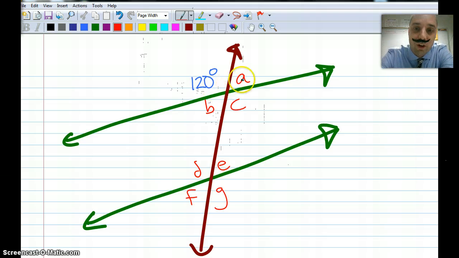What I'd like you to do is fill in all the missing angles, A, B, C, D, E, F, G. Fill them in, pause it when you're done, or pause this video right now, and then check in to see how we've been doing. Okay, let's see how you're doing.